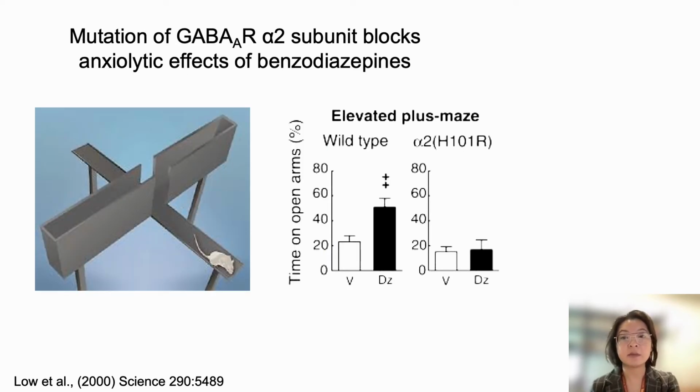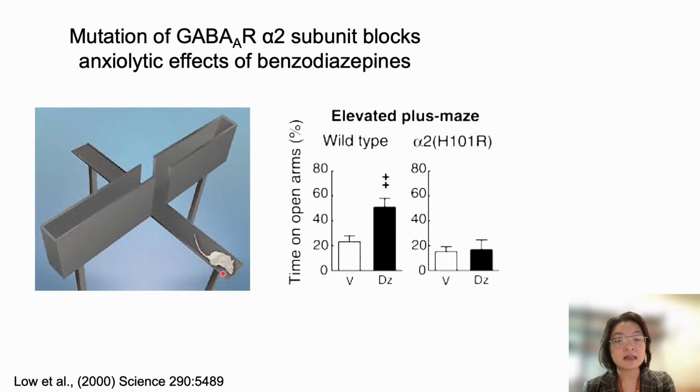Another study that examined subunit mutations looked at anxiety-like behavior in mice. Here, point mutations in the alpha-2 subunit can eliminate sensitivity to benzodiazepines. So transgenic mice that express this alpha-2 point mutation were tested in the elevated plus maze. This is a test of anxiety-like behavior in rodents. So normally, rats and mice like to be in the closed arms more than the open arms, because in the open arms they are exposed and vulnerable.